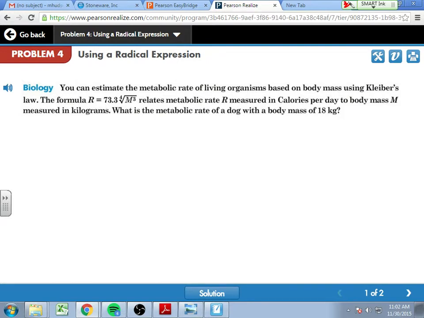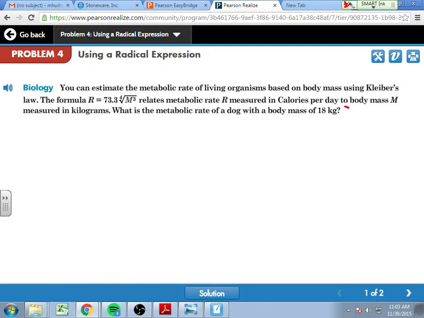What is the metabolic rate of a dog with a body mass of 18 kilograms? By knowing your metabolic rate, if you were really big into fitness and nutrition, that will tell you exactly how much of what foods you should eat at what points through your day. You can get really detailed about what you should eat when based on how quickly your body processes it.